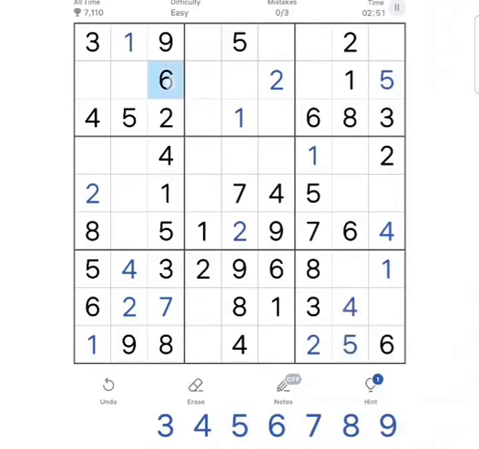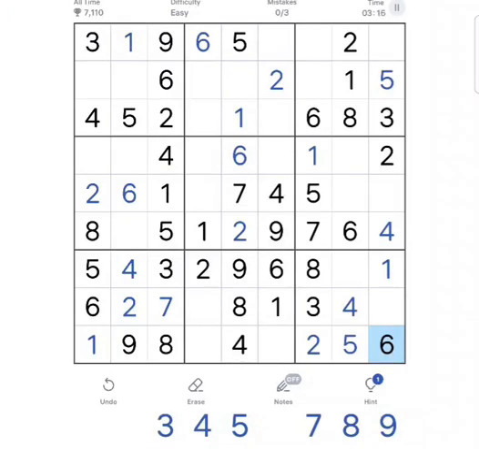Go with 6. 6 cannot go here, here, here, so 6 goes here. 6, 6, 6, 6. Then what about here? 6 cannot go here or here, so there we have a 6. Cancels that one, so we have a 6 there. 6, 6. Then we have another one over here, so let's go with 7 now.